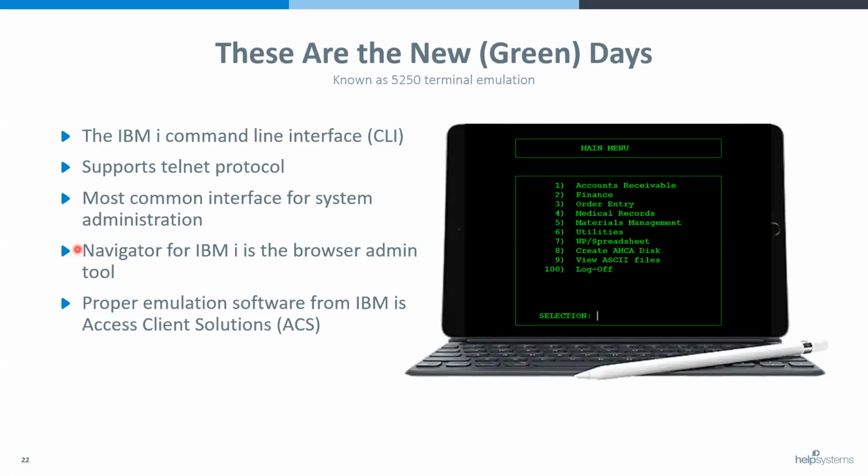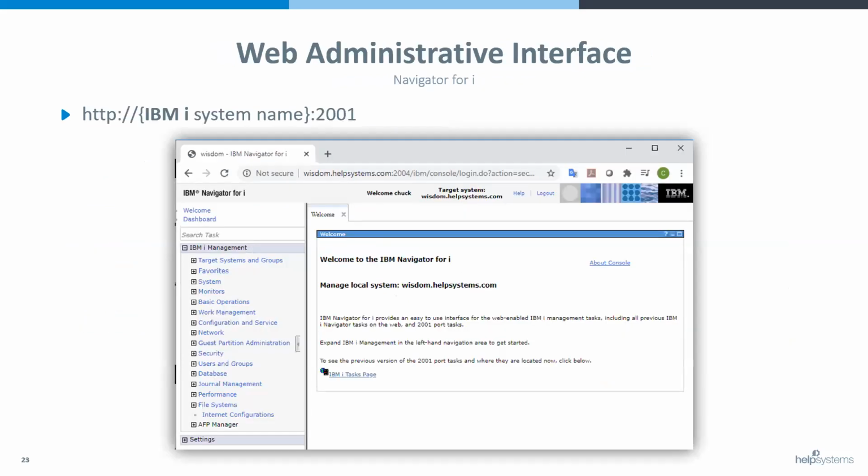IBM's Access Client Solutions, or ACS for short, is a great bag of tricks now. It has a lot of tools in there, and included in it is a 5250 emulator. So what do we see here? This tends to be where the newbies get started.